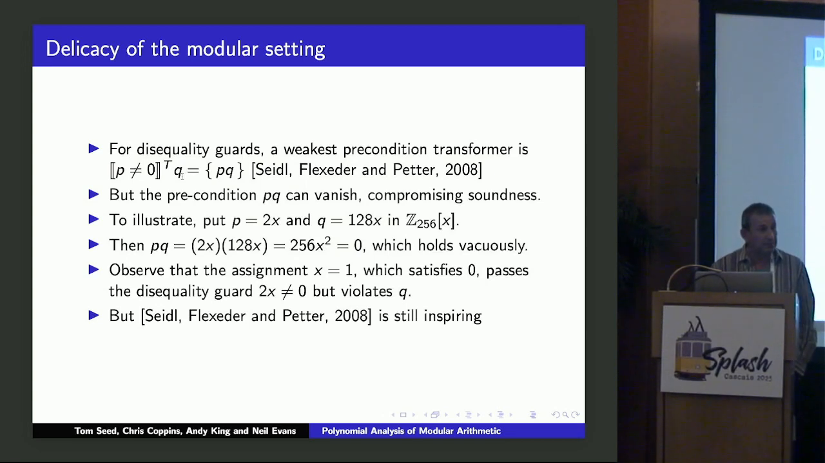So if we work modulo 256, the product PQ vanishes to 0. And any assignment will actually satisfy that product. So if we choose the particular assignment x equals 1, that satisfies the polynomial 0, or 0 equals 0. So that passes the disequality, but actually violates Q. So I think that's really, really intriguing.